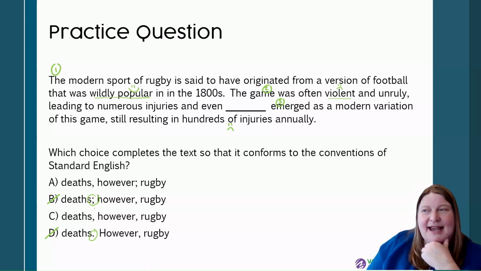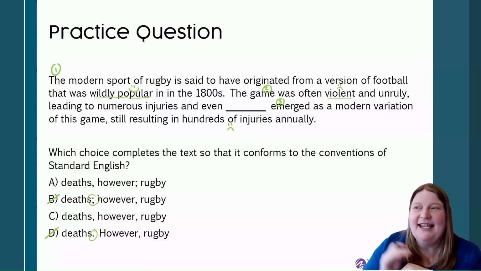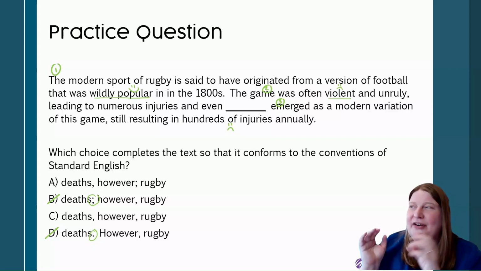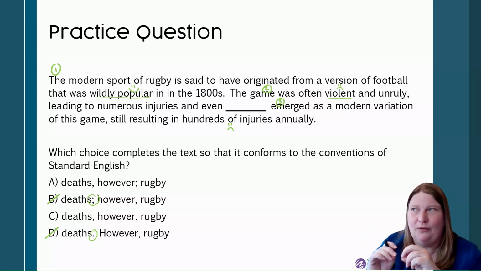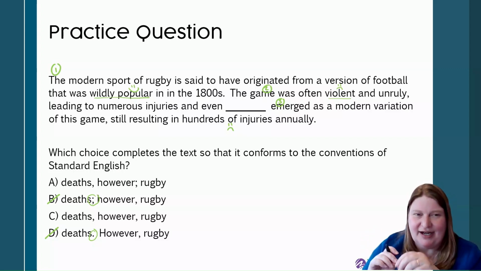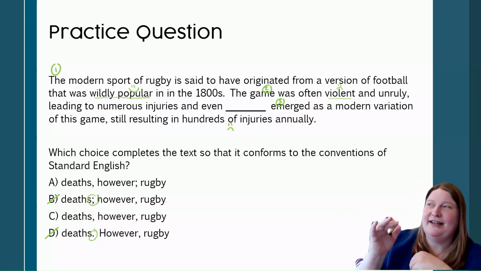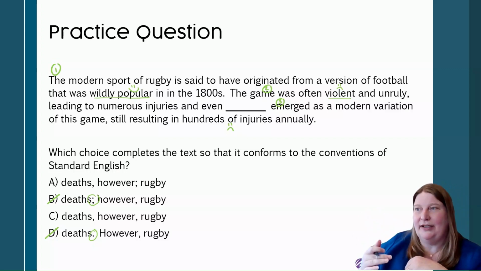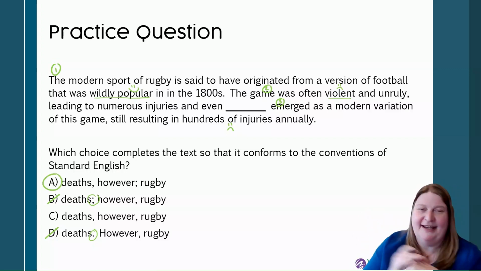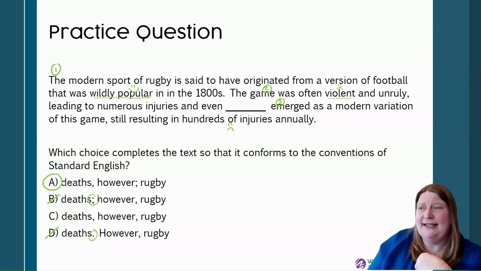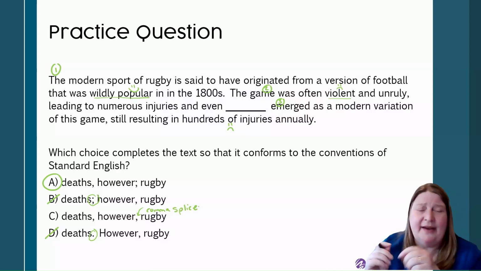Although I cross off B and D because of a test taking skill, that tells you why they're wrong. However, is the wrong transition word because there is no contrast between 2 and 3. What I have to do is make it the last word in clause 2 rather than the first word in clause 3. That makes A the correct answer. And by the way, C is incorrect because right here, that would be a comma splice. We do have separate independent clauses, so a comma by itself is not enough. So C is definitely incorrect as well.